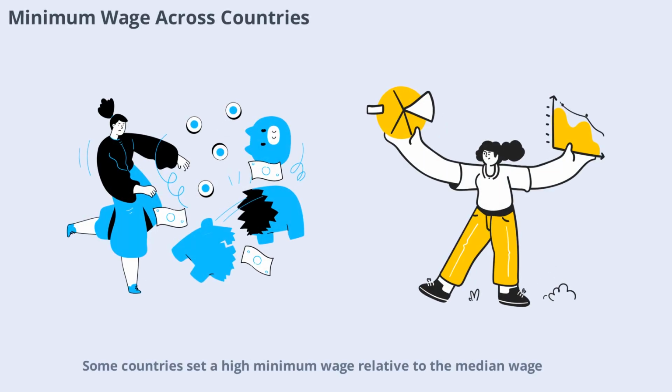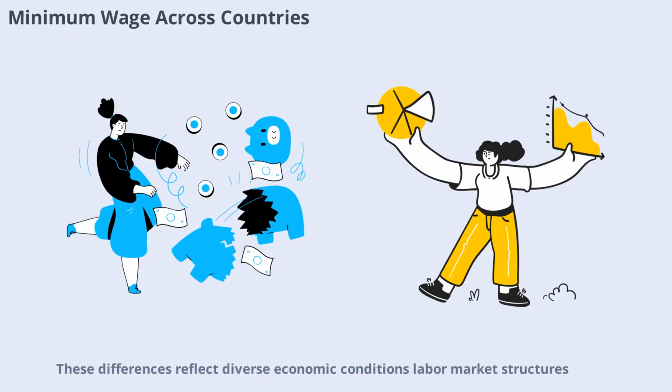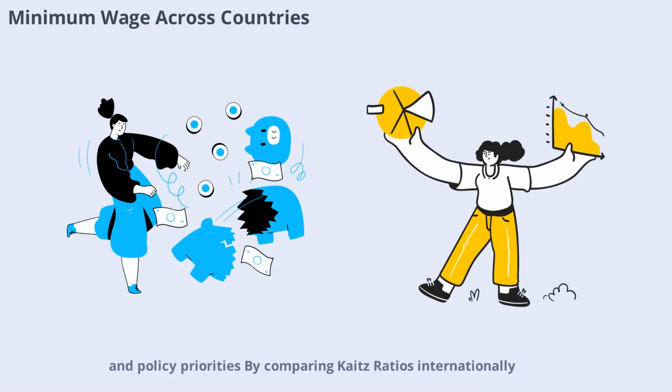Some countries set a high minimum wage relative to the median wage, while others keep it much lower. These differences reflect diverse economic conditions, labor market structures, and policy priorities. By comparing Kaitz ratios internationally, economists can study the effects of different wage policies and draw lessons about what works best in various contexts. This global perspective is essential for understanding the broader implications of income distribution.